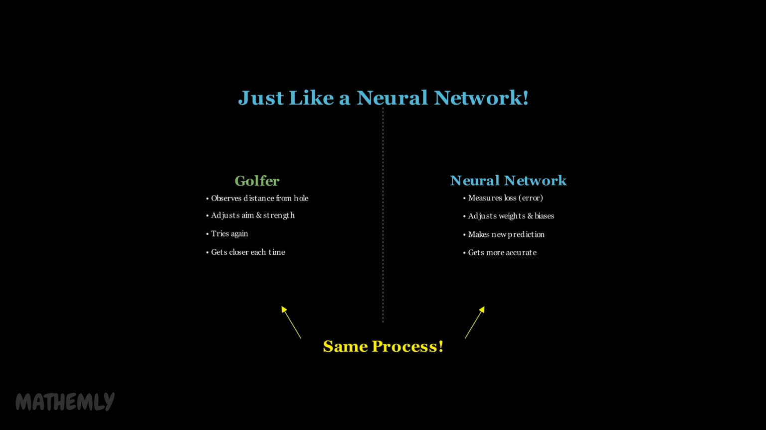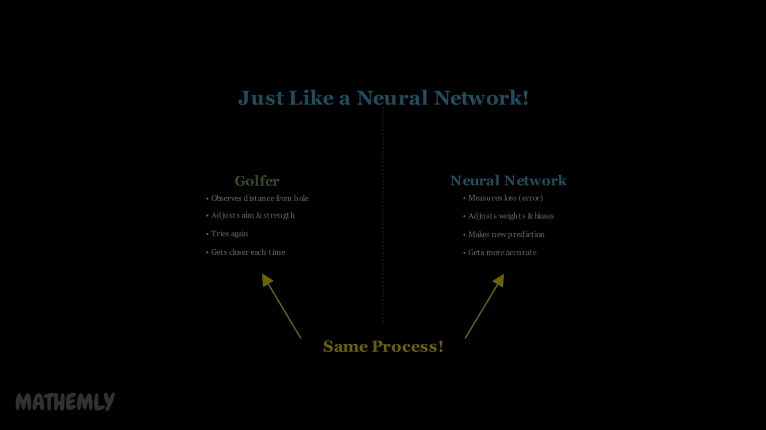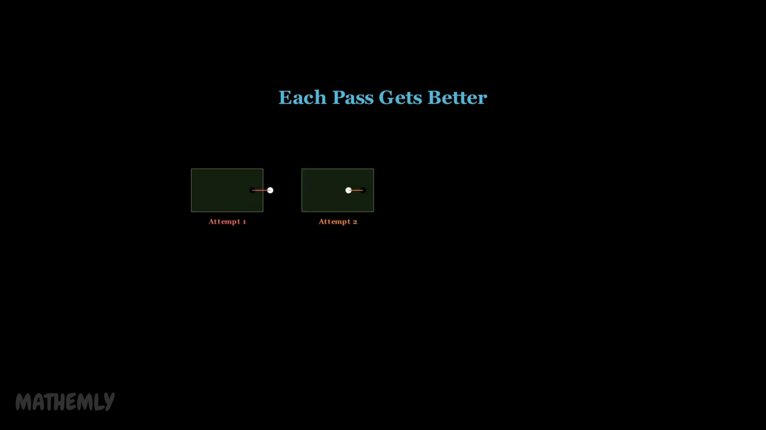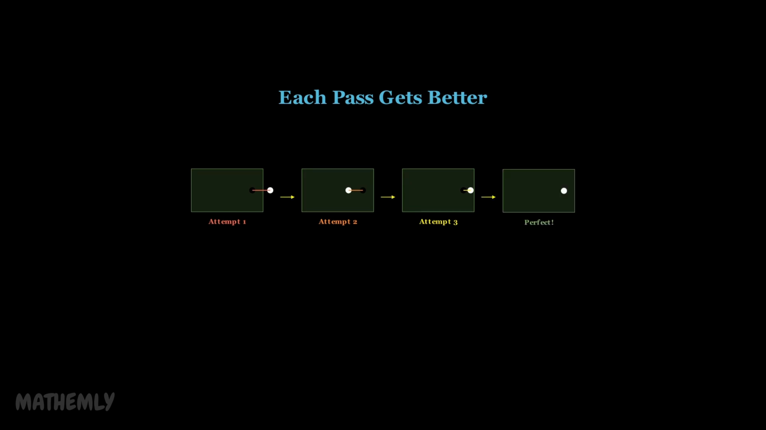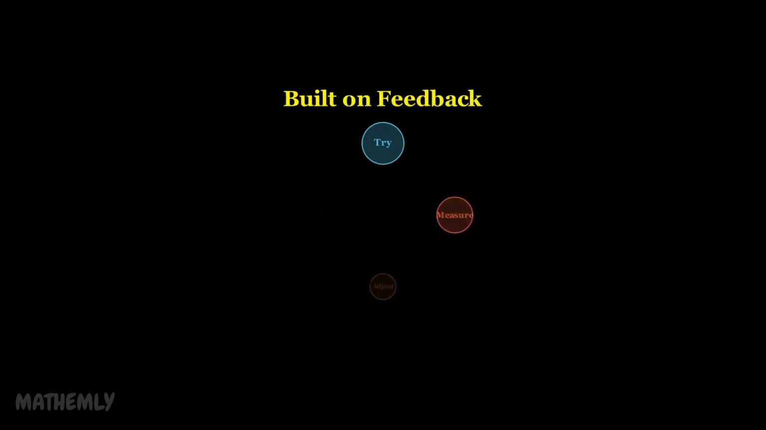Each new pass through the data is like the golfer's next swing, slightly better, a bit more accurate, and closer to the goal. Over time, just like the golfer eventually lands the ball right in the hole, the network's predictions start to align closely with reality. It is a process built entirely on feedback, trying, measuring, and improving until the loss becomes as small as possible.